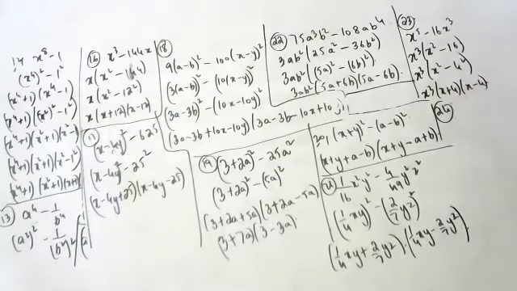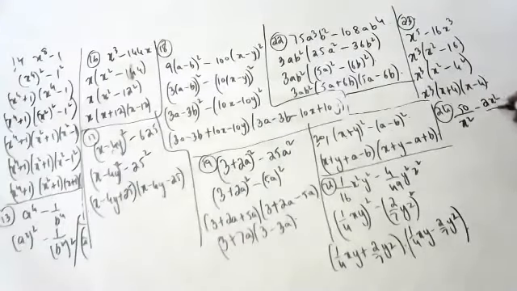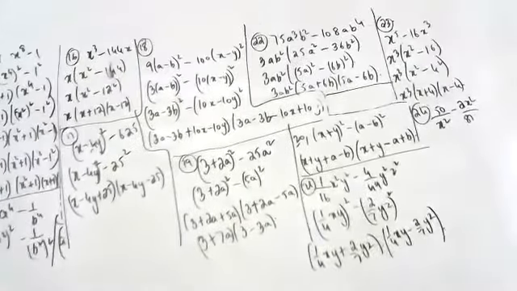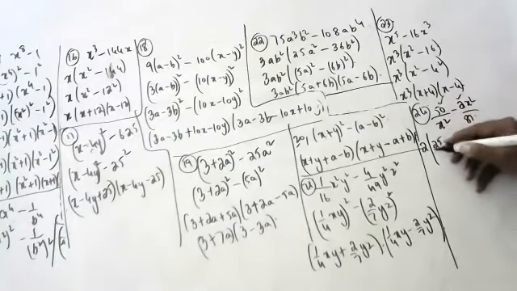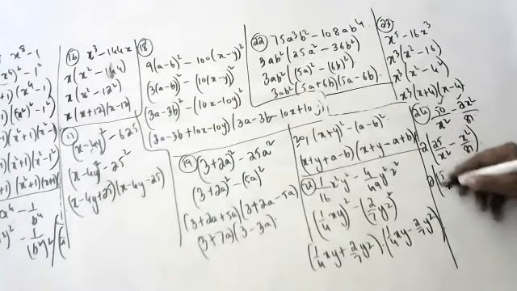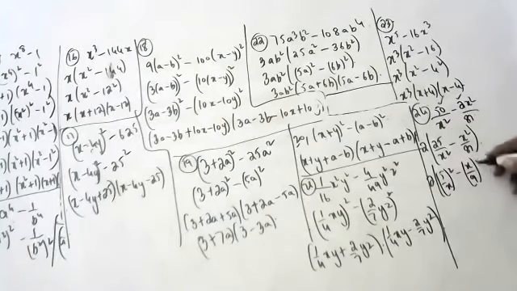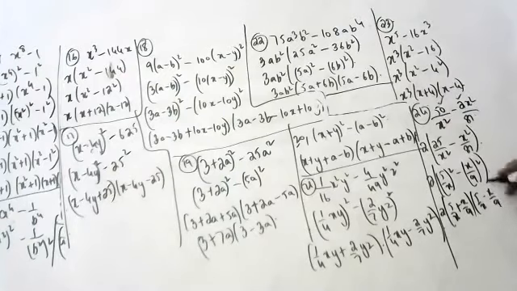Last, next two questions. Vedantam? Yes, sir. 50 by x² minus 2x² by 81. Take 2 common. So 2 into (25 by x² minus x² by 81), which is (5 by x)² minus (x by 9)². Okay. 2(5 by x plus x by 9)(5 by x minus x by 9).